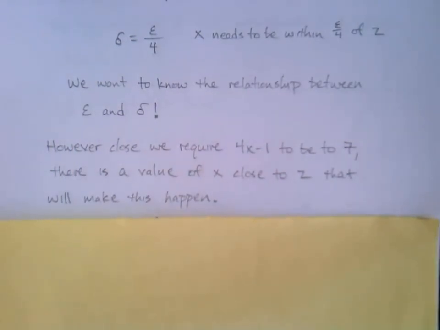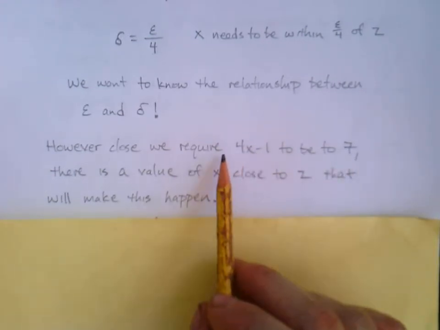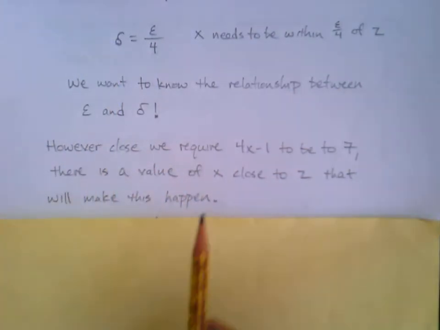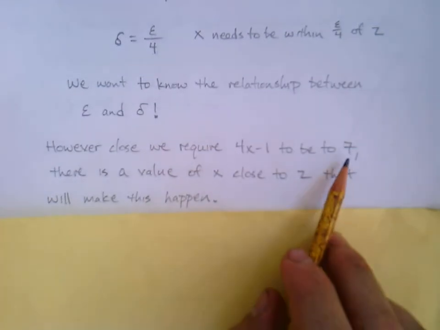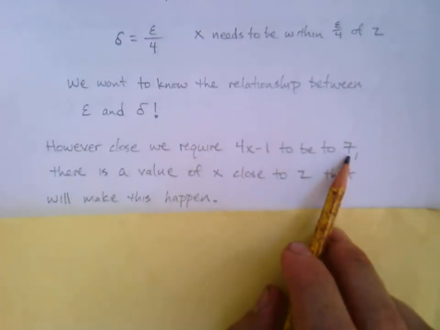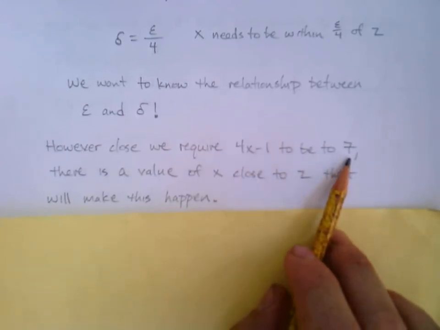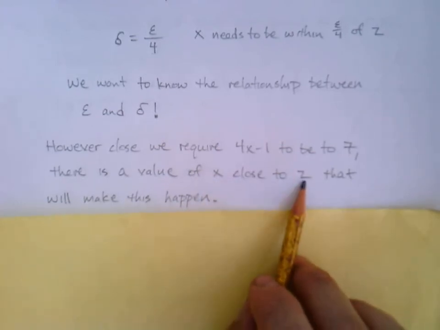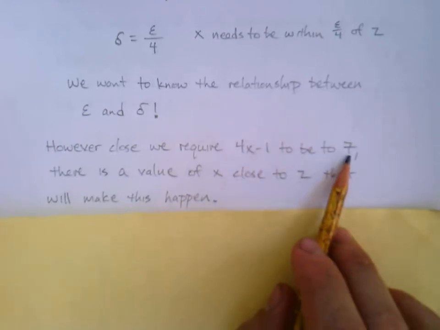So however close you need this function to be to 7, just tell me how close you need it to be. I'll divide that by 4. That's how close you need to get to 2. And that works for any number, however close you want to get. And if it works for every number, then there's no limit to how close you can get to 7. If you need to get even closer to 7, then x just needs to get even closer to 2. So as x approaches 2, I know for sure this function is getting closer to 7.